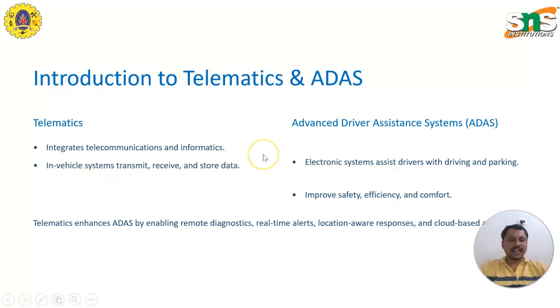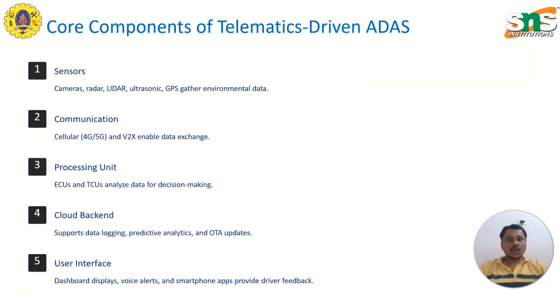So this adaptive driver assist system, or advanced driver assist system, is an electronic system that assists the drivers during driving and parking. It is designed for the safety, efficiency and comfort of modern vehicles. This telematics enhances the ADAS by enabling remote diagnostics, real-time alerts, location-aware responses and cloud-based analytics.